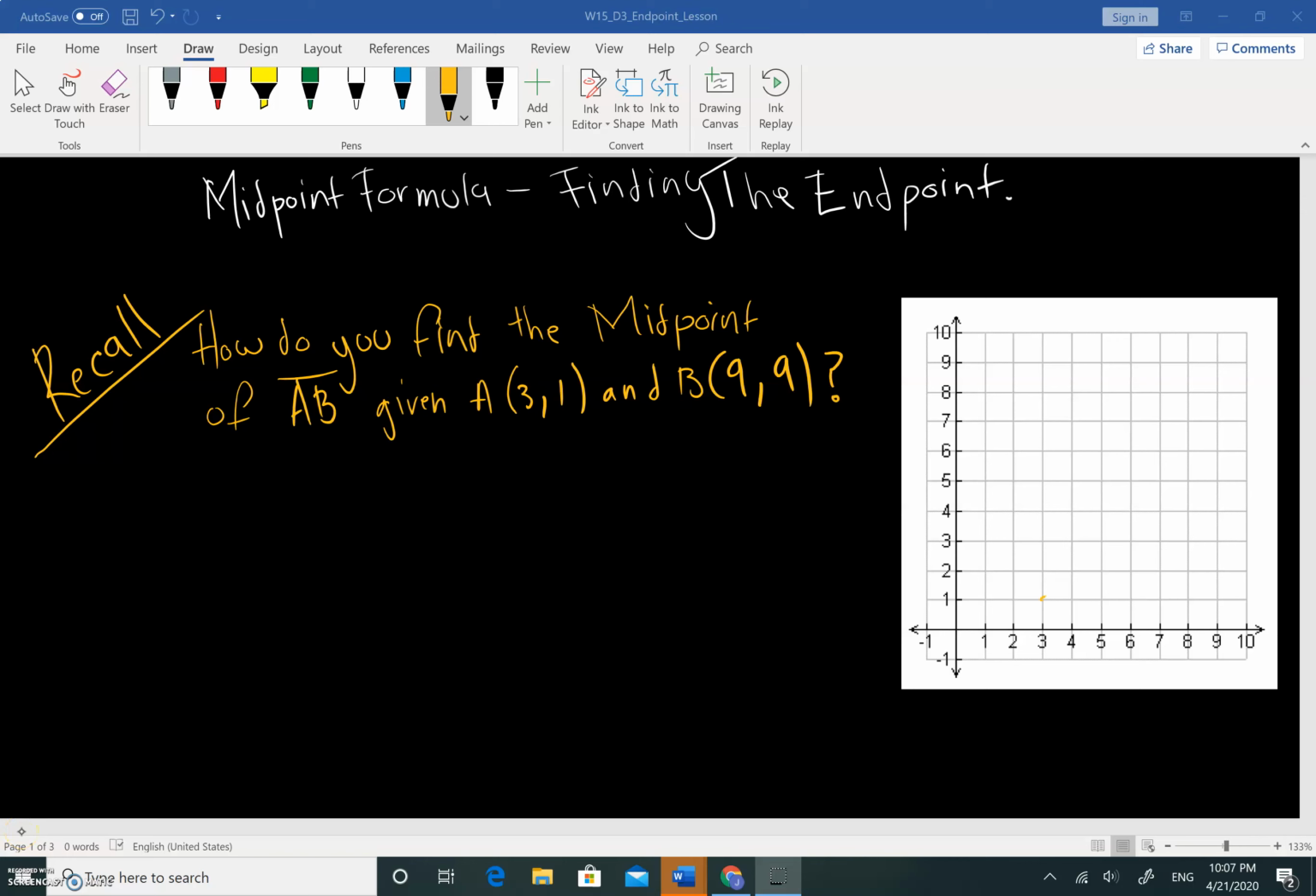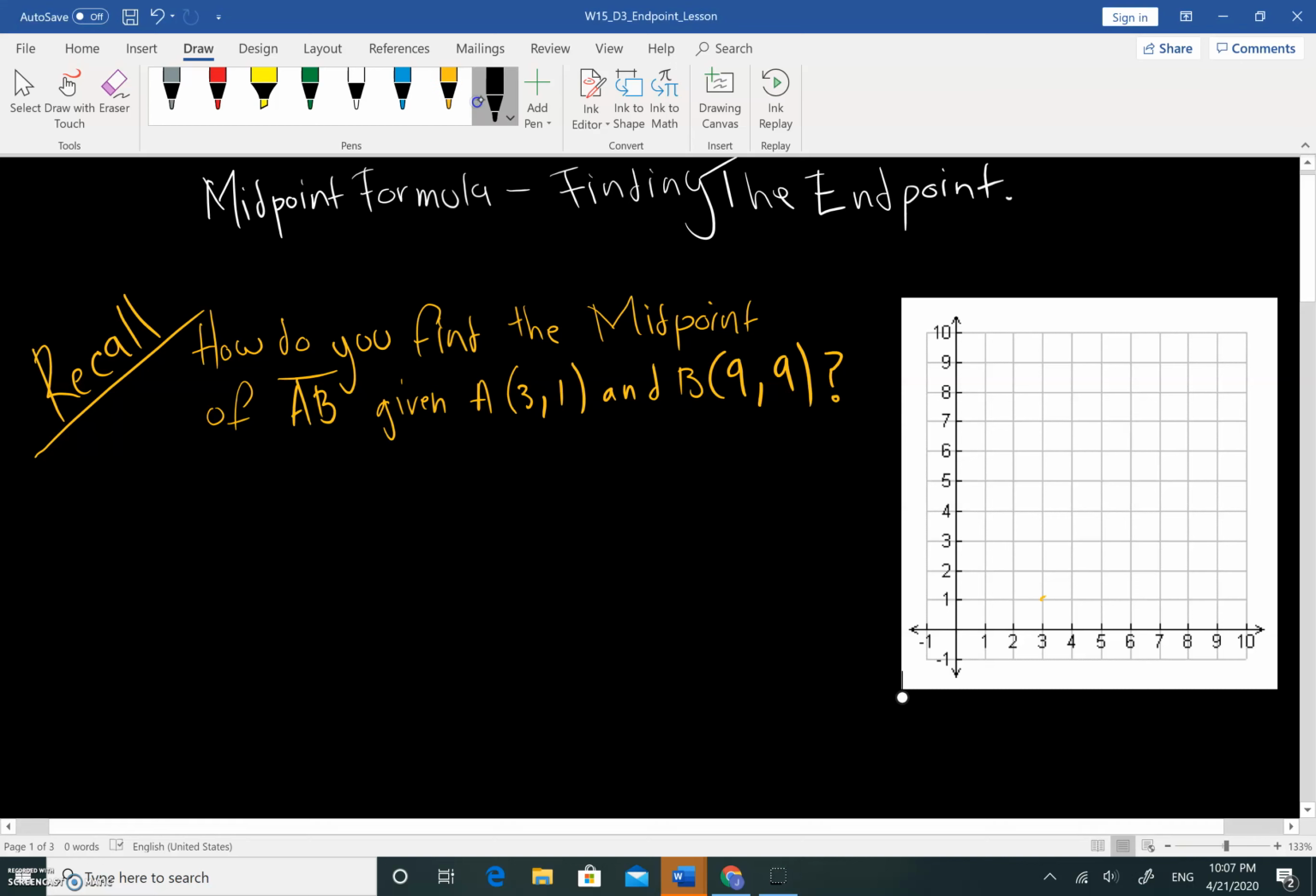Hi guys, so today we're going to be going over how to find the endpoint given the midpoint. To do that, let's first recall the midpoint. Let's look at this question: how do you find the midpoint of segment AB given A is (3, 1) and B is (9, 9)?